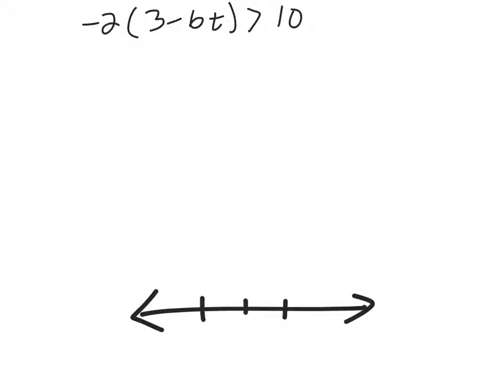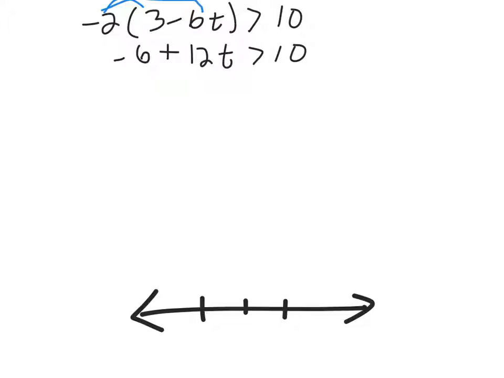Alright, anytime you see a parentheses here, you're probably going to want to distribute. So I'm going to do a double rainbow there. I'm going to distribute the negative 2 to both the 3 and the minus 6t. So negative 2 times 3 is negative 6. Negative 2 times negative 6t is double negative there, so it's going to be plus 12t. It is greater than 10.